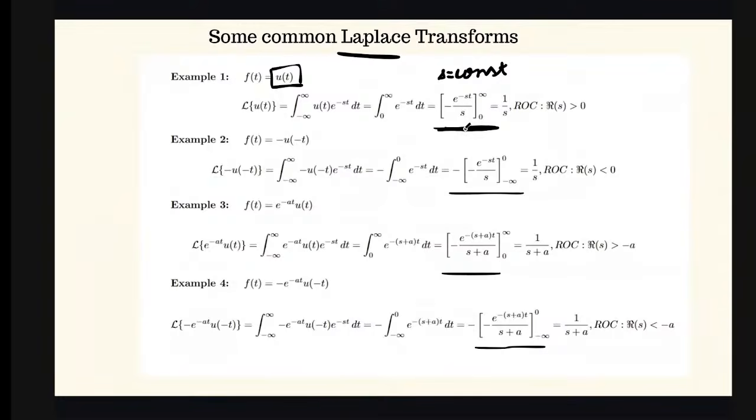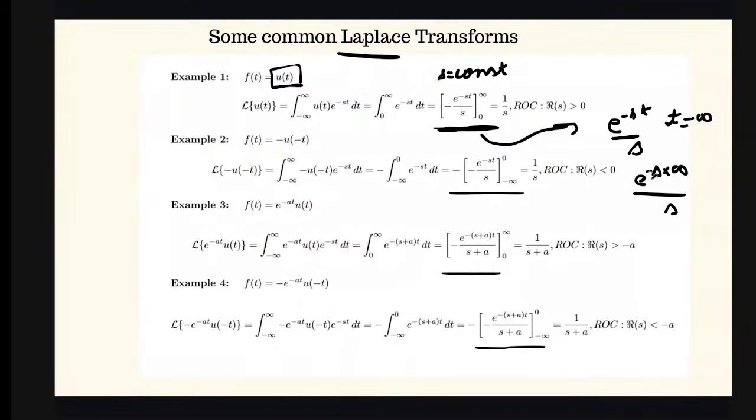Now, this is the most interesting part of it here. Now we need to plug in values. So e power minus st by s at t equal to infinity. What will this become? E power minus s into infinity. You can't obviously write multiplying by infinity, but just for the sake of understanding, let me write it. E power minus s into infinity.